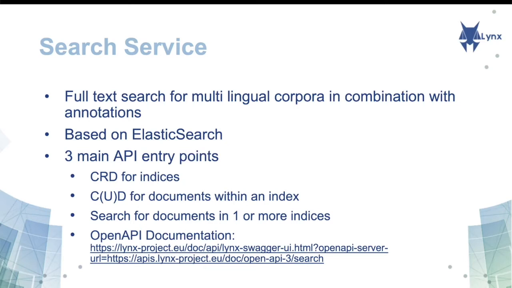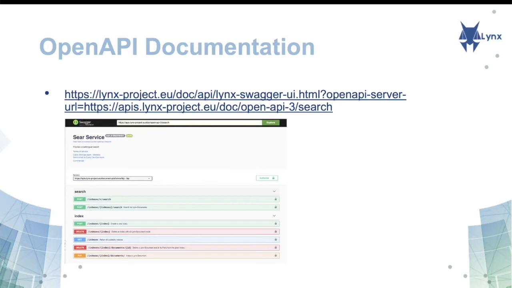One for indexes, where you can create, delete, and read indexes. One for documents, where you can create, update, and delete documents. And one for search, where you can search for documents. The OpenAPI documentation can be found on our project website. Here is a short screenshot of our OpenAPI documentation.